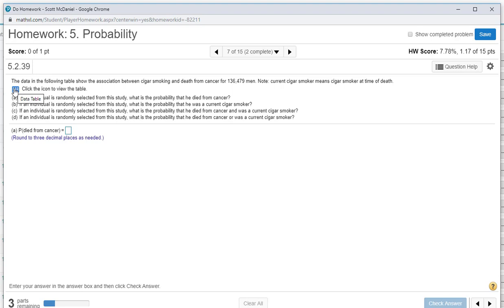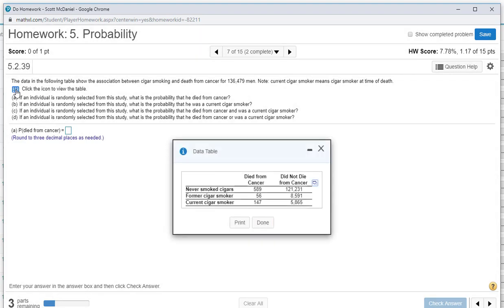And let's read what it says. It says, the data in the following table shows the association between cigar smoking and death from cancer from 136,479 men. Note, current cigar smoker means cigar smoker at the time of death. Let's look at the table. There we go. Now, it does have a way to open this up in StatCrunch or Excel. StatCrunch is not super easy at showing you how to find these totals, so we're just going to copy this down on paper real quick, and then we will find totals with the calculator.